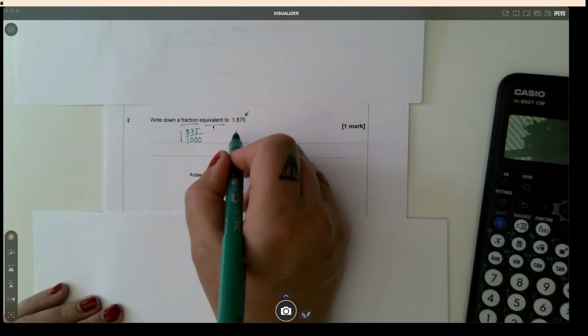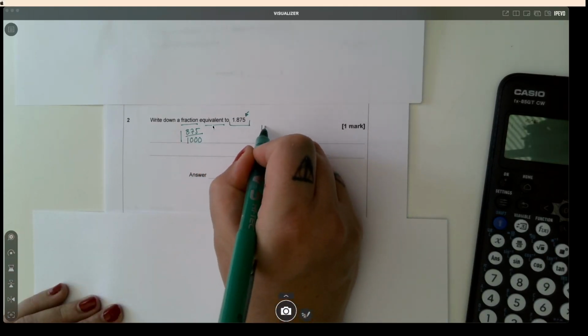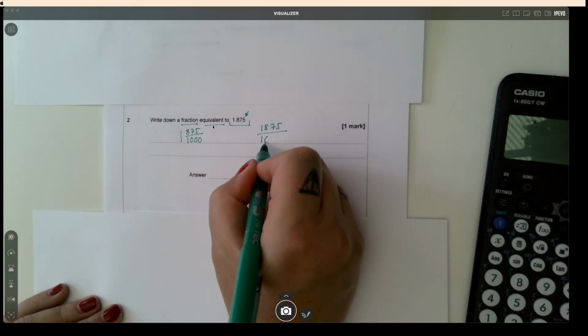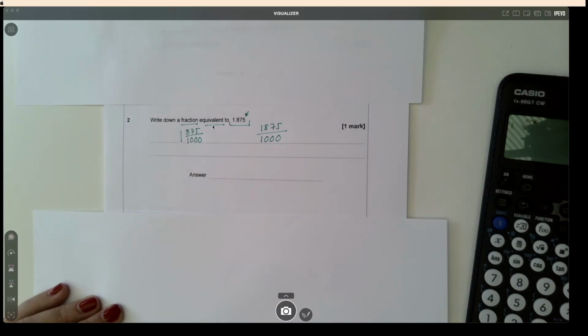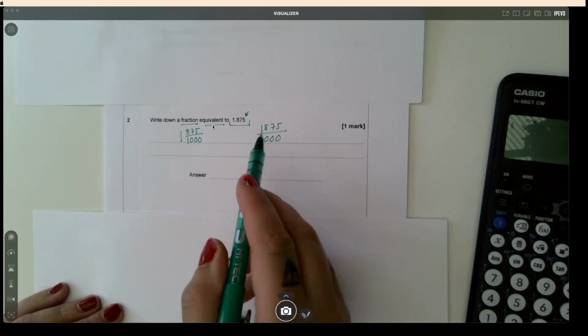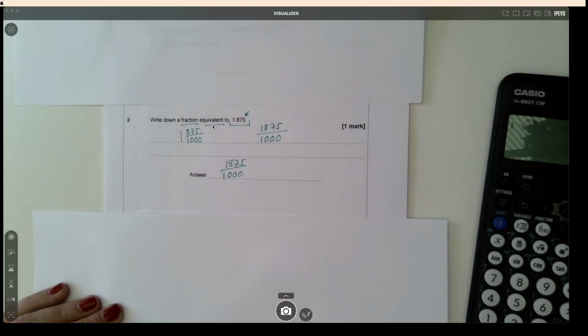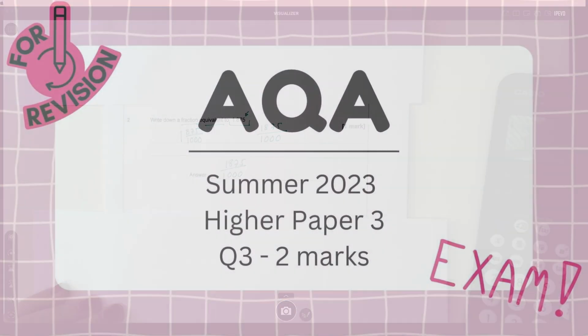The other option would be to write the whole thing as the numerator, again, working in thousands. So we'd put 1,000 as the denominator. Either one of those on the answer line, without simplifying, is going to get you that mark because it doesn't say either way.